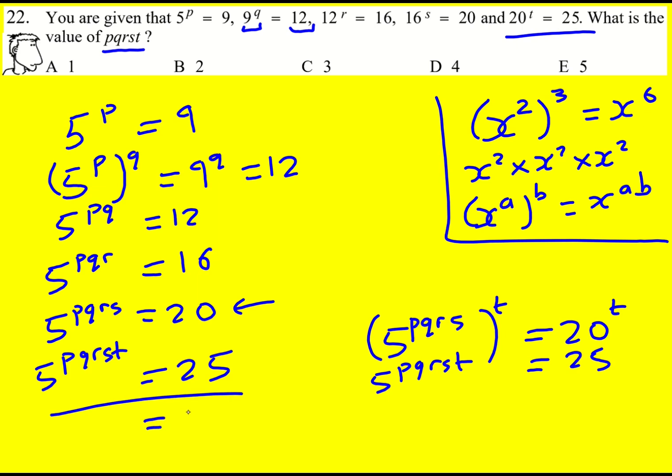Now 25 is actually 5 squared. So I write it like that to make the bases the same, and therefore the powers must be equal. It must be that pqrst is equal to 2.